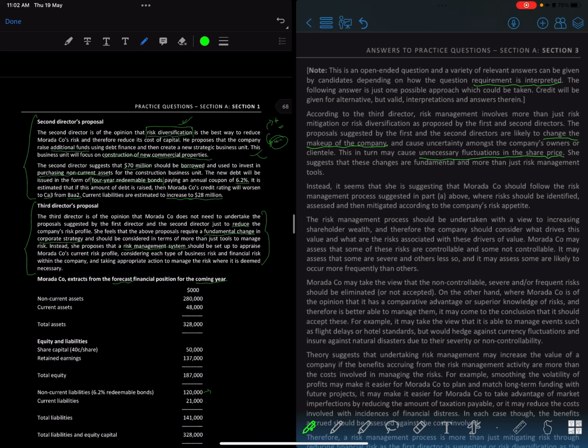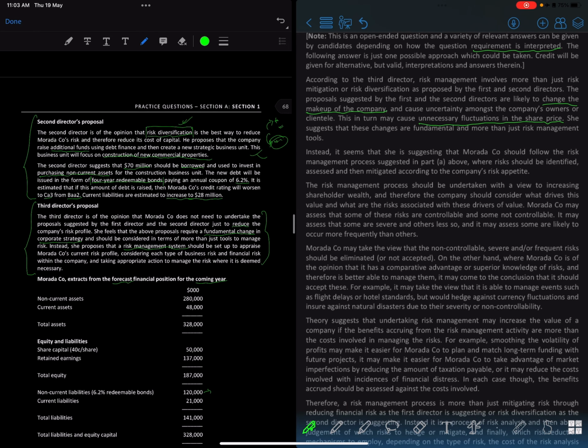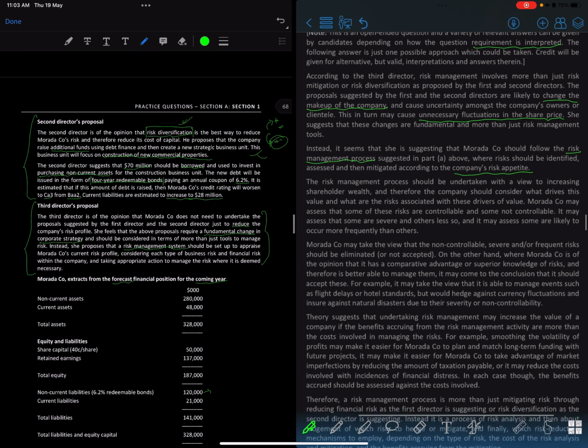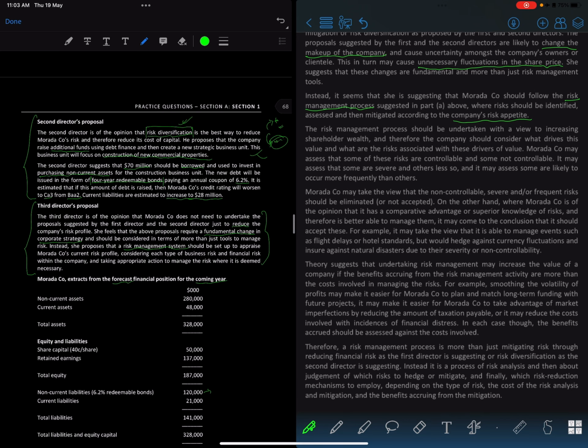So she suggests that these changes are fundamental and more than just risk management tools. Instead, it seems that she is suggesting that Morada should follow the risk management process suggested in part A, right? Risk management process, where risks should be identified, assessed, and then mitigated according to the company's risk appetite. The risk management process should be undertaken with a view to increase shareholders' wealth.